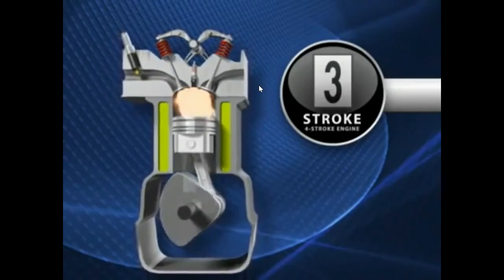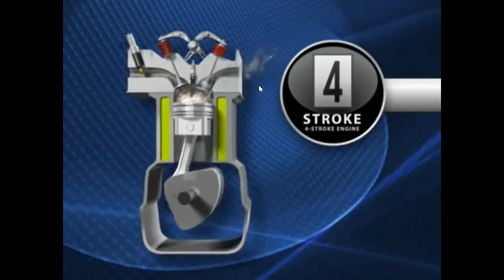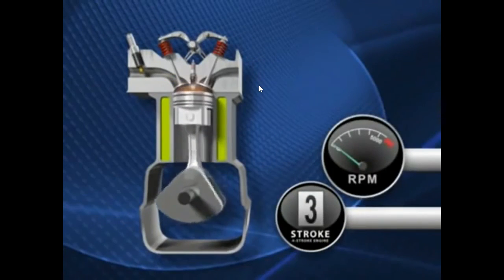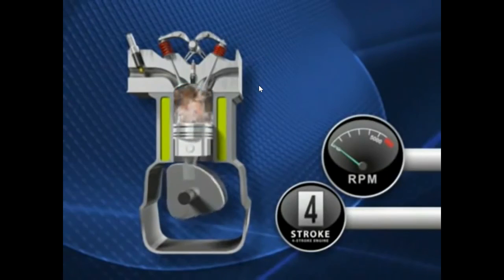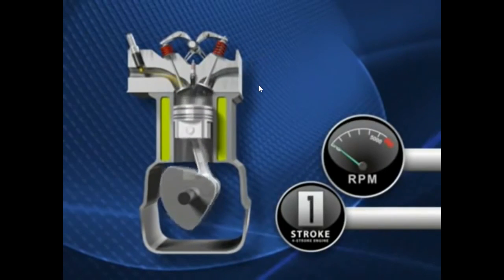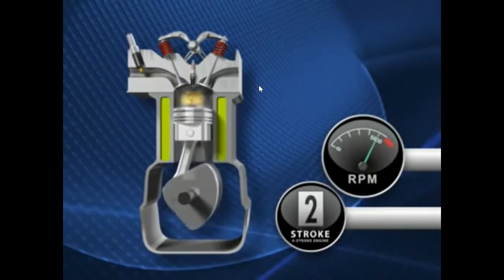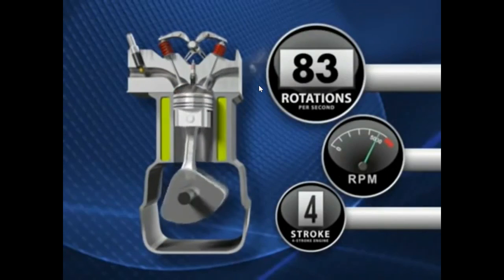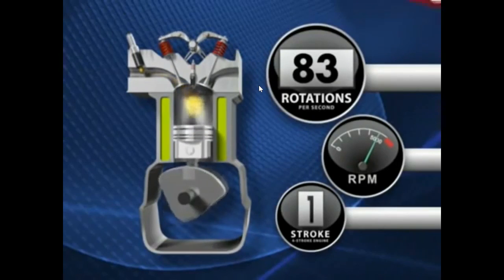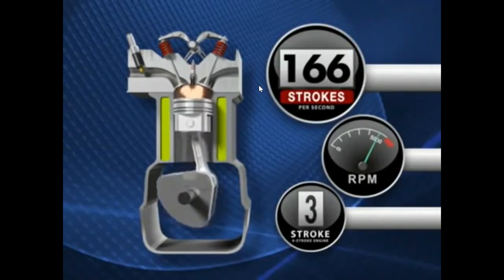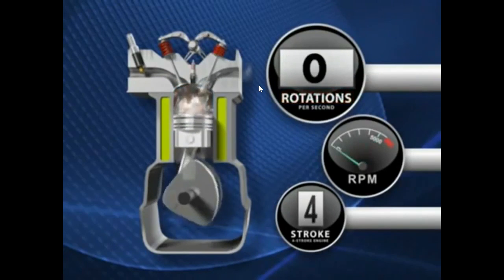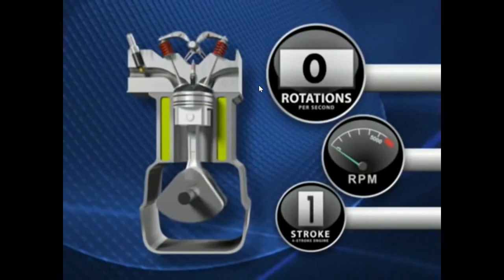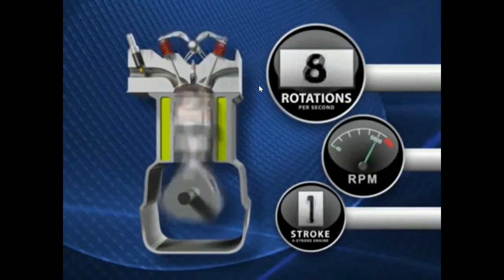This keeps on happening, and the engine starts rotating at enormous speeds that we don't even think about. This is the RPM scale that I've given here for you. As it moves on, see the RPM rising, scaling up. It's like 83 rotations per second. Can you believe that? That's 166 strokes per second. This is how it works inside an engine.